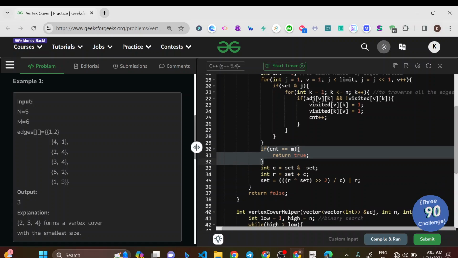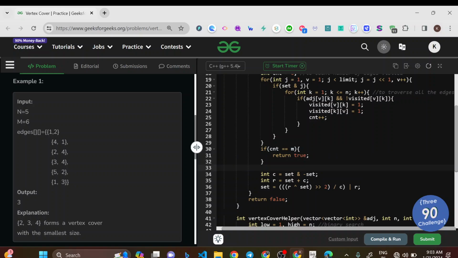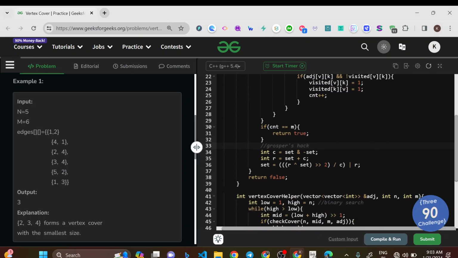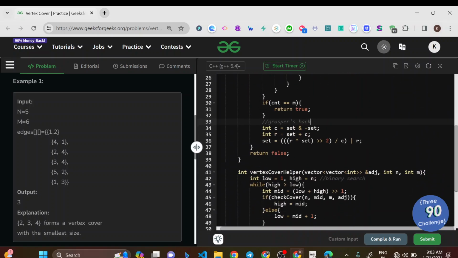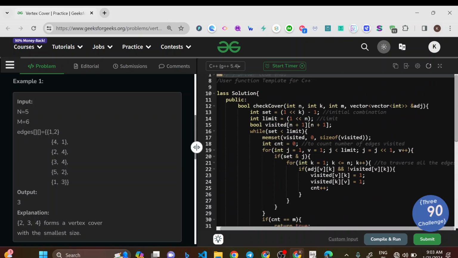Okay, so this is the Gosper's hack. So int c equal to set and minus set, and int r equal to set plus c. Set is equal to r xor set right shift of 2, divided by c, or r. Okay, so this is the whole thing that you need to do to get another combination. So this is how we'll be moving around, traversing, taking all the combinations possible, and finally we'll return false.